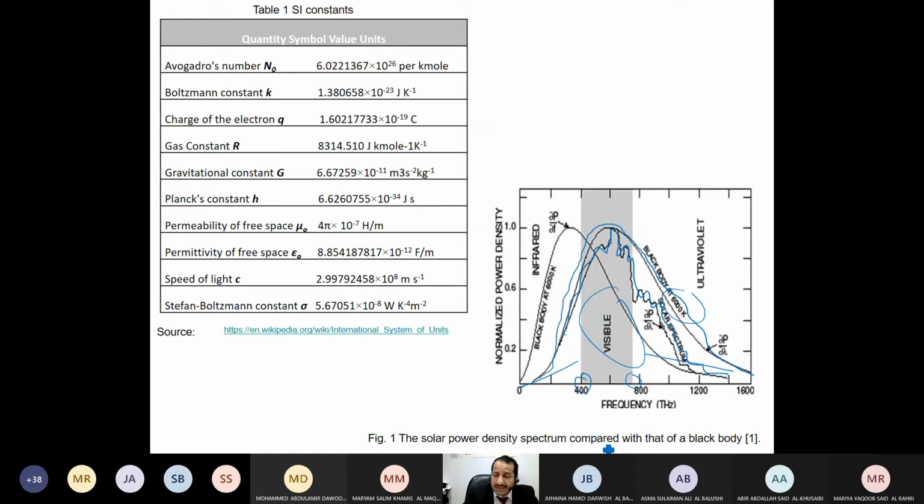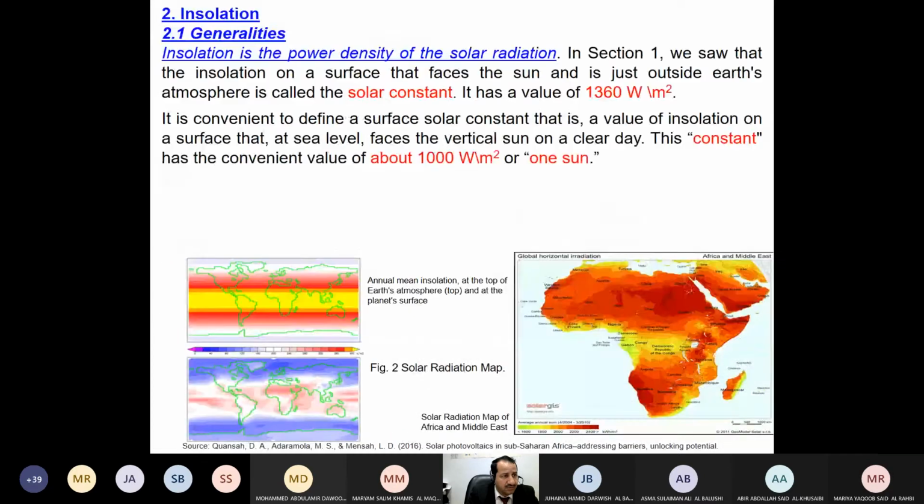We will use some constants. I listed some of them here as examples. Boltzmann constant, you can pick the values directly. Charge of electron, Planck constant, as we will use it later, speed of light, and Boltzmann constant. We will use some of them. If you would like to read about this in the international system, you can read them in this link. I put it for you.